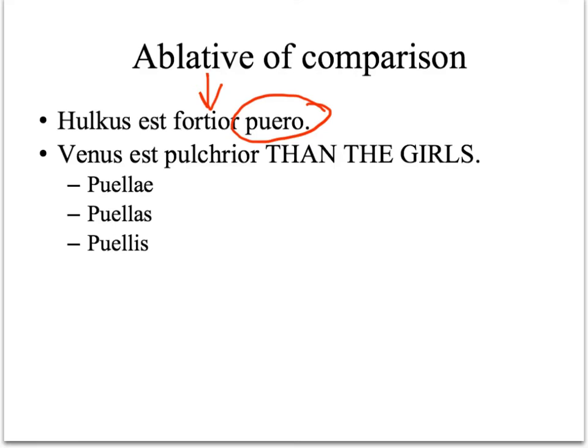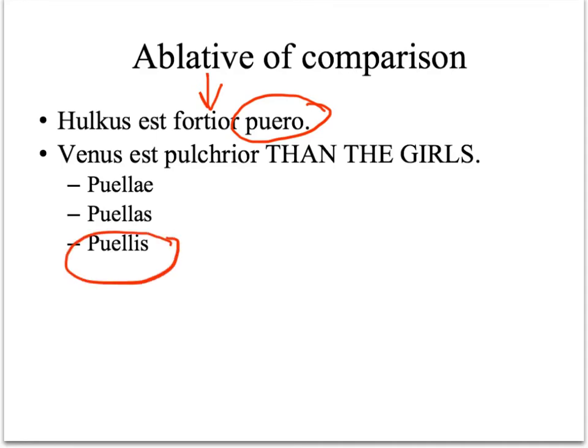Here is our test question. Venus est pulchrior than the girls. So they want you to say, how do we show comparison? You're more beautiful than, an ablative in Latin. So we would have to select puellis.